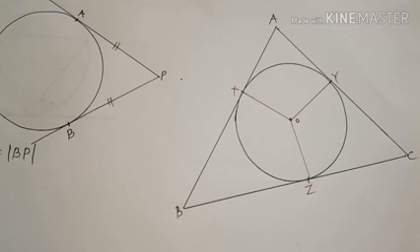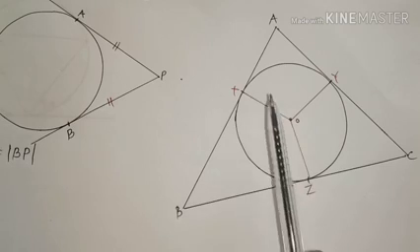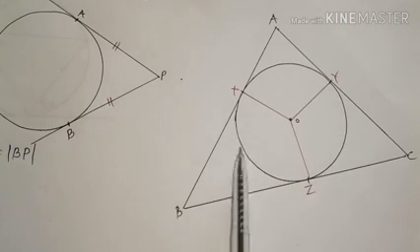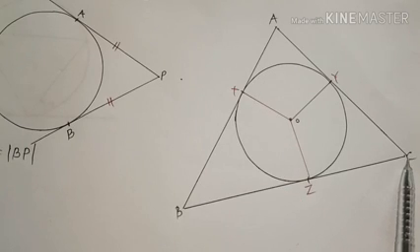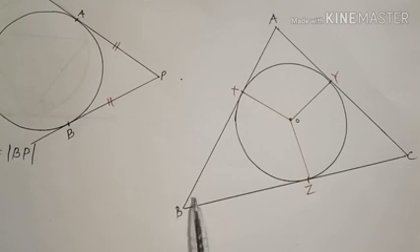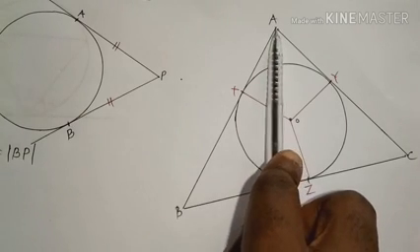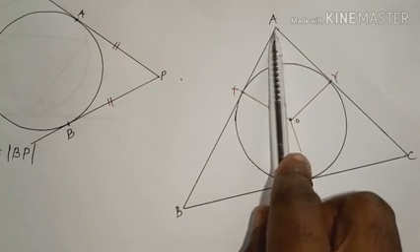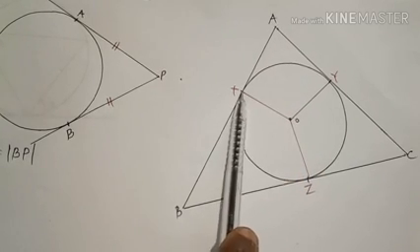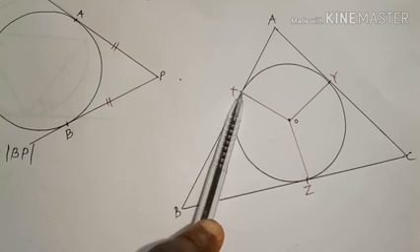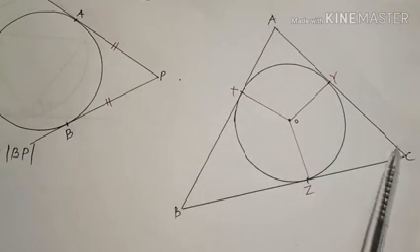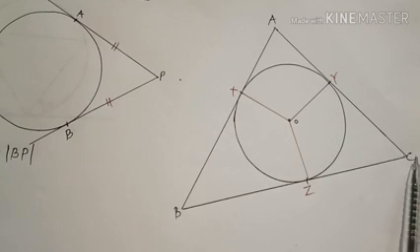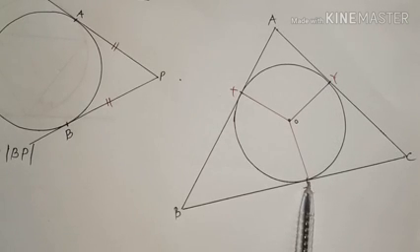Now let's look at this diagram. This is my circle. This is a point outside the circle. This is another point outside the circle. Here is another point outside the circle. This line is tangent to the circle at this point, X. This one too is tangent at Y, and this forms a tangent at Z.